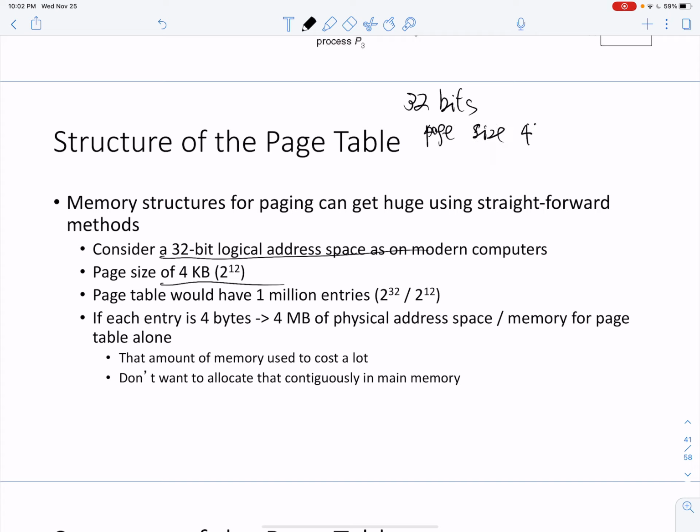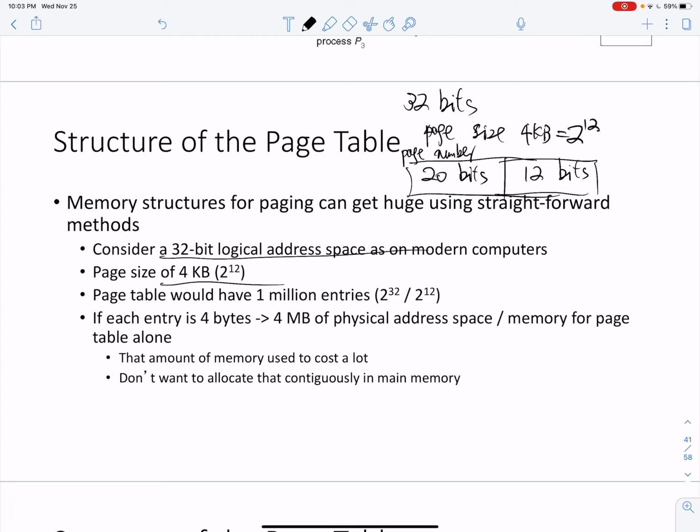Page size is 4KB. 4KB is 2 to the power of 12. So for each page, we need to use 12 bits to represent the page offset. Then we are going to use the remaining 20 bits, which is 32 minus 12, to represent the page number. So if we are given a 32-bit virtual address, then the first 20 bits represent the page number, and the last 12 bits represent the page offset.